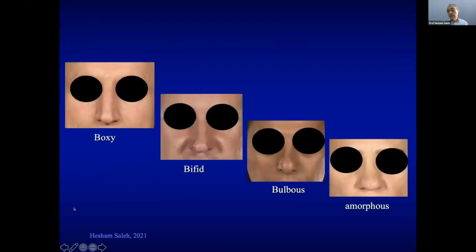There's lots of terms describing various tips, but I don't use them that much, but you could say boxy or bifid, like here, bulbous like this, or amorphous. These are the main ones you can use. Amorphous because the skin is so thick you can't see anything underneath. But you can use these terms, but I like to describe the cartilages themselves systematically.